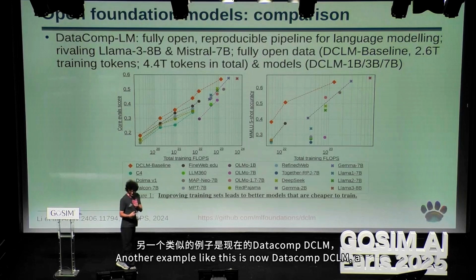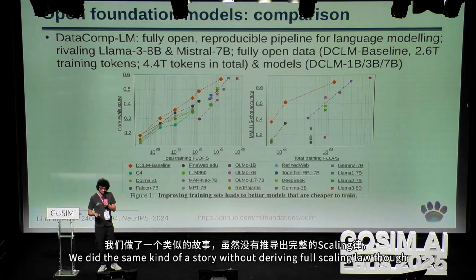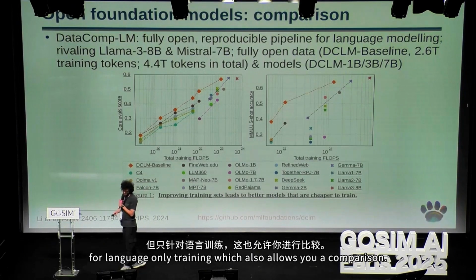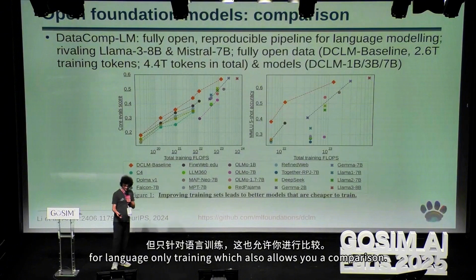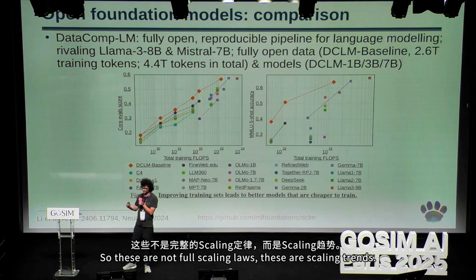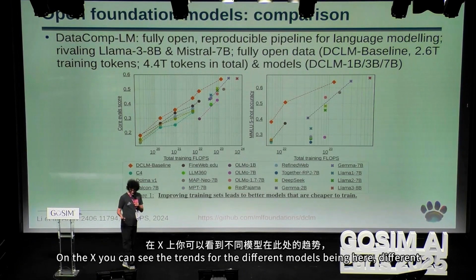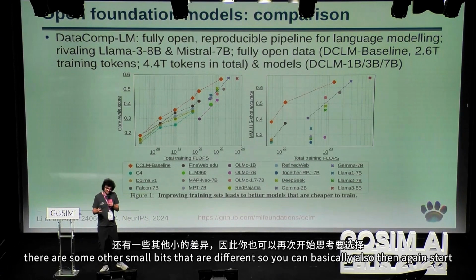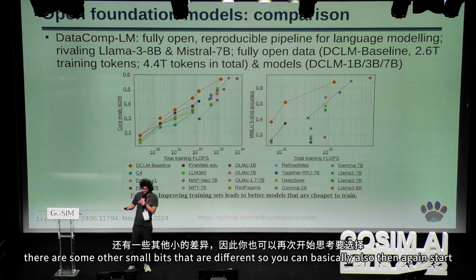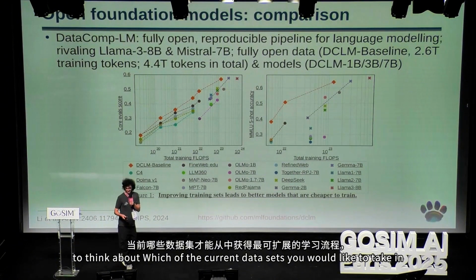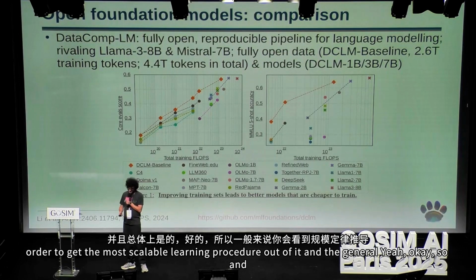Another example like this is now DataComp DCLM, a model family. We did the same kind of story, without deriving a full scaling law though, for language-only training, which also allows you a comparison. These are not full scaling laws, these are scaling trends, and by plotting points across the same compute scale on the X axis, you can see the trends for the different models being different mostly in the data sets. I mean, there are some other small bits that are different. So you can again start to think about which of the current data sets you would like to take in order to get the most scalable learning procedure out of it.